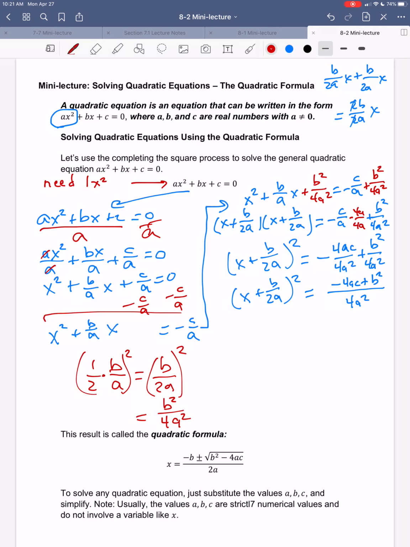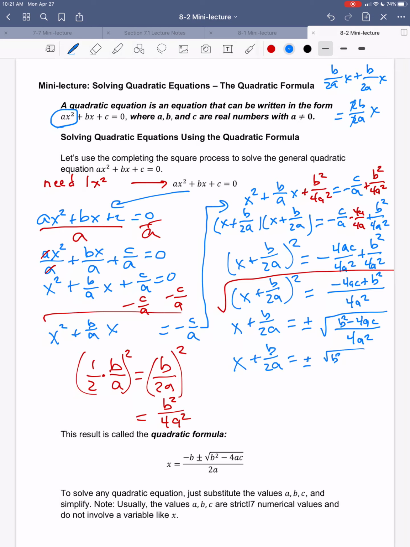Now I'm going to take the square root of both sides of the equation. Remember, if you decide to take the square root in an equation, you also have to throw in plus or minus. So plus or minus this square root. I'm going to rewrite the numerator in the other order. Remember, I can take the square root of the top and the bottom separately.